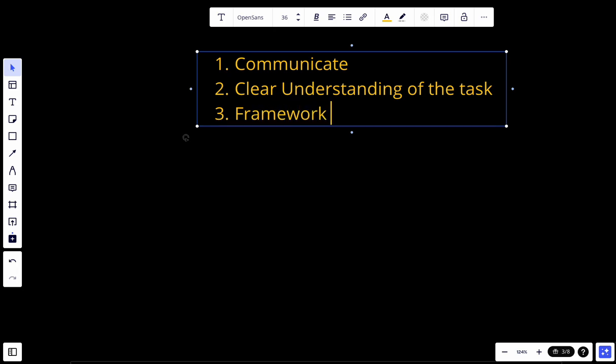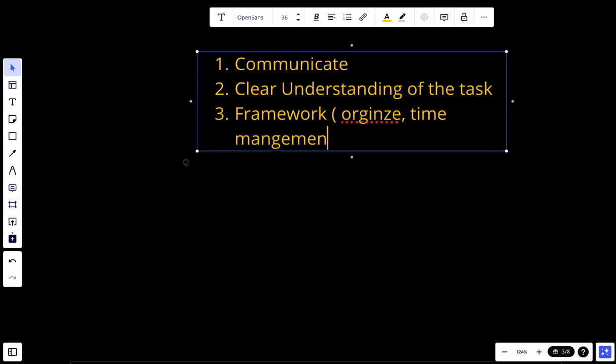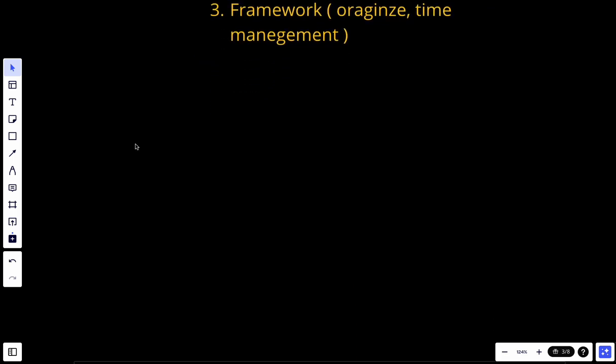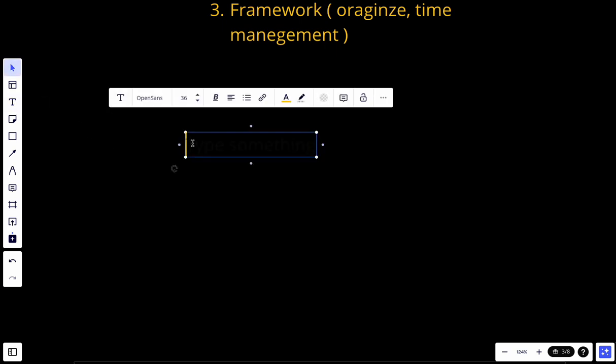This framework helps you to organize your work and also to manage your time, like time management for you. And the framework that I always talk about has 3 or 4 steps.